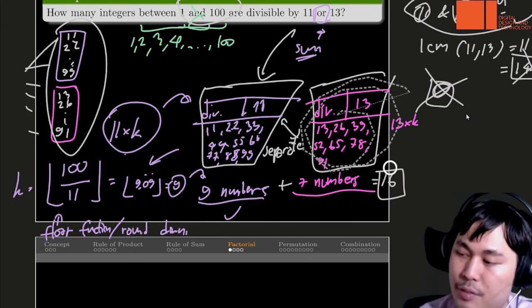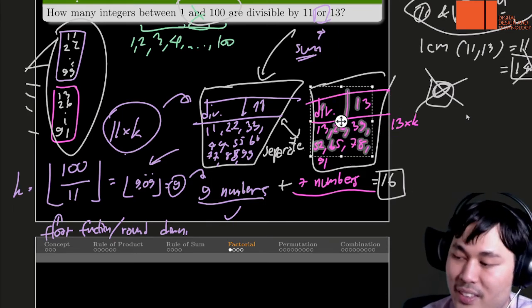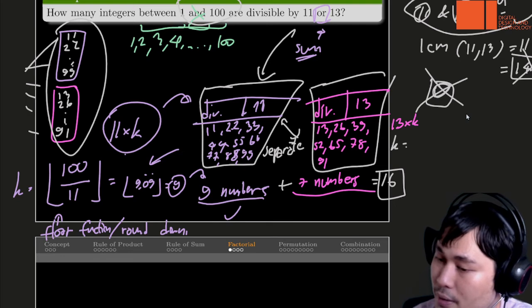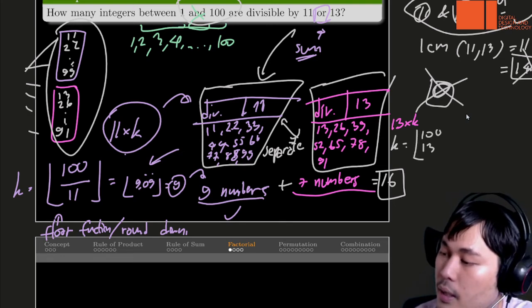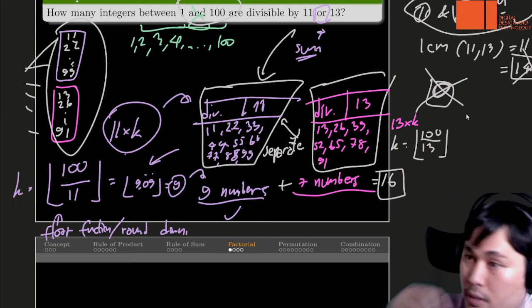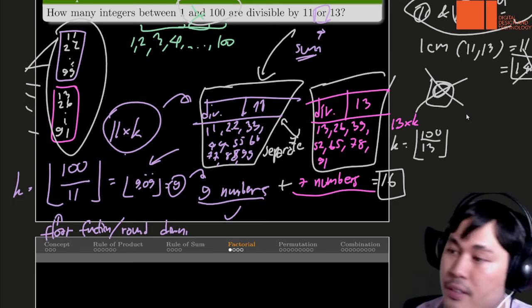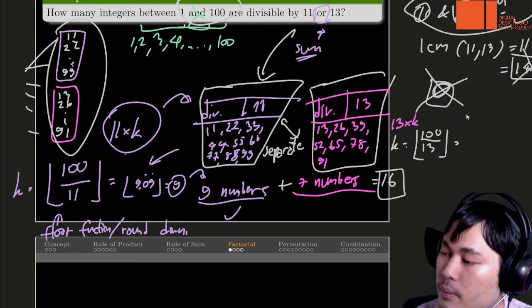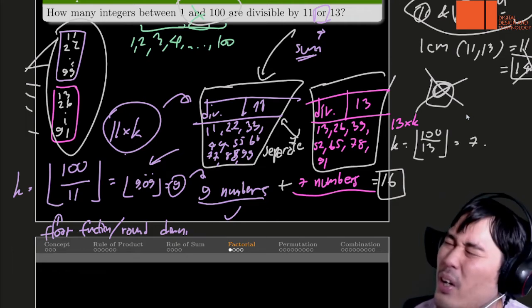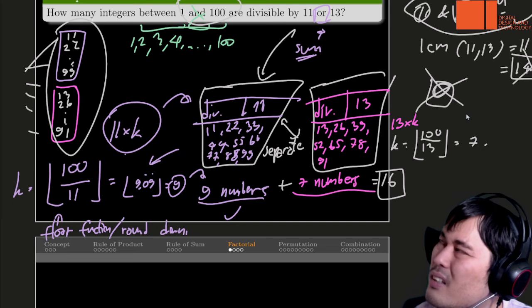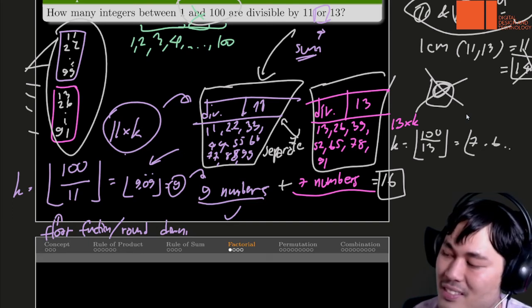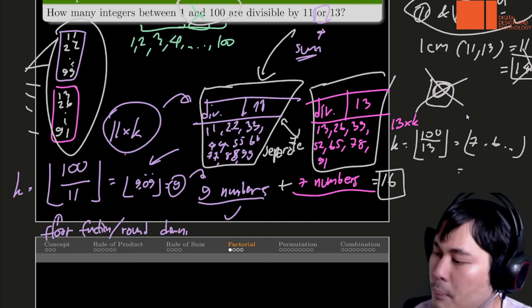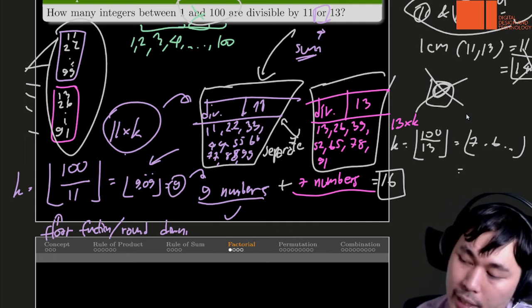If you want to count without listing all the numbers, it's the same formula. We have up to 100, and we need numbers divisible by 13. So the answer is 100 over 13, which is 7.69. There are some decimals, but if you round it down, you get 7.